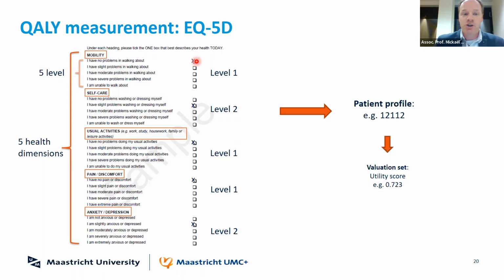For example, this patient mentioned, I have no problem in walking about, I have slight problems washing or dressing myself, I have no problem doing my usual activities, I have no pain or discomfort, and I am slightly anxious or depressed. This will give you a profile 1, 2, 1, 1, 2, and the profile is associated to a utility score with a valuation set that is available in most of the countries.